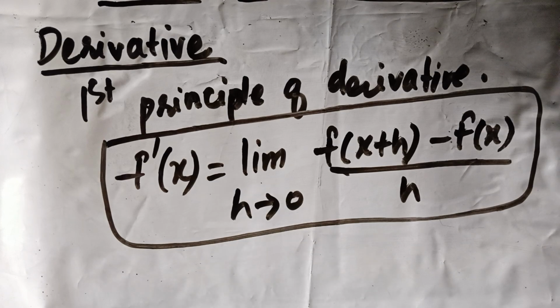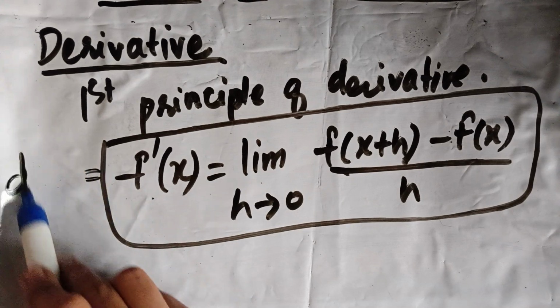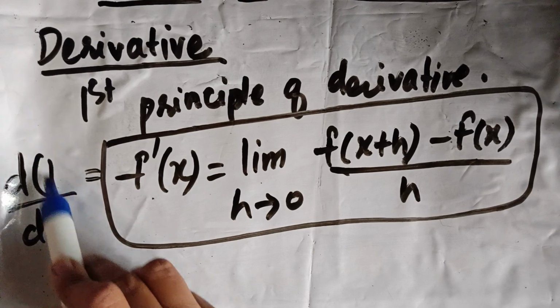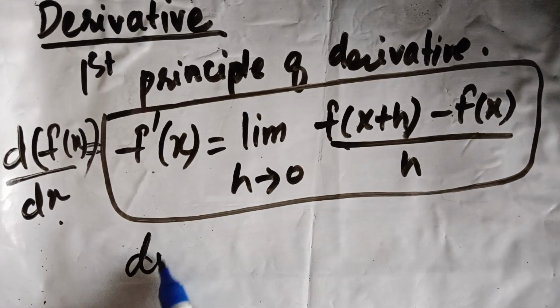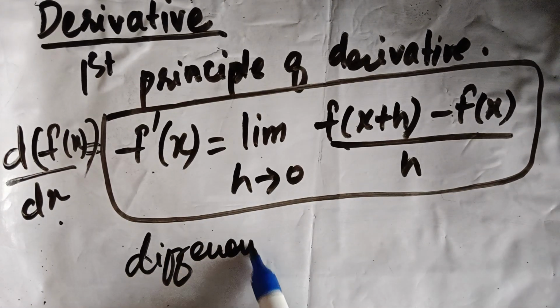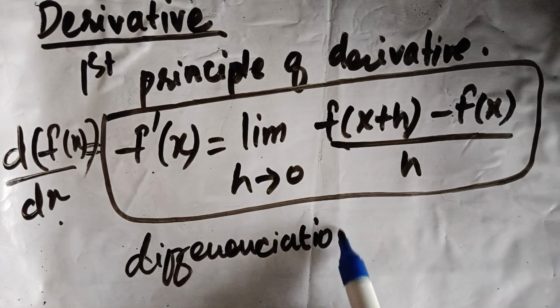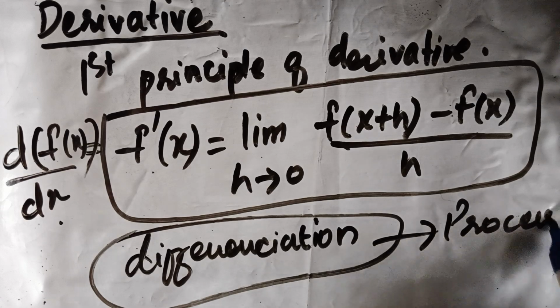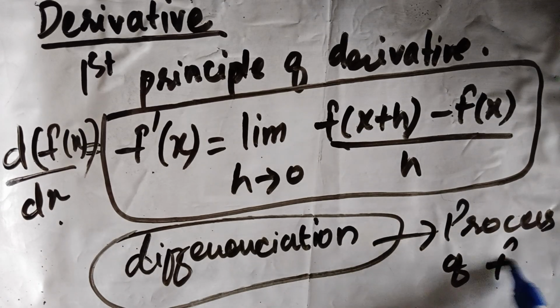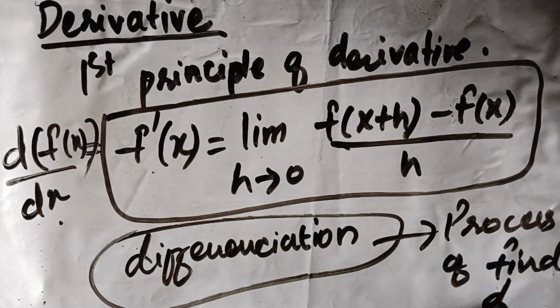Okay. This f dash of x can also be written as d by dx of f of x, that is we are differentiating with respect to x. So what do you mean by differentiation? It is a process of finding out the derivative. Okay. So we'll see some examples.